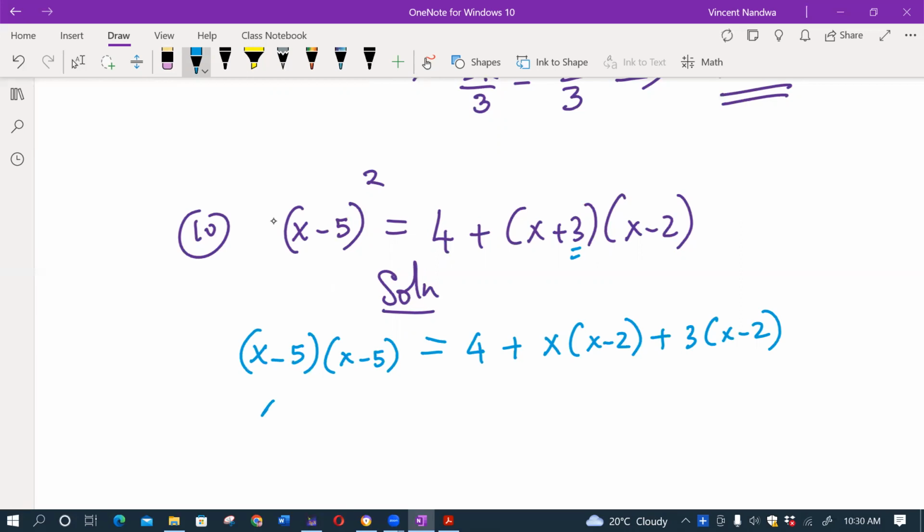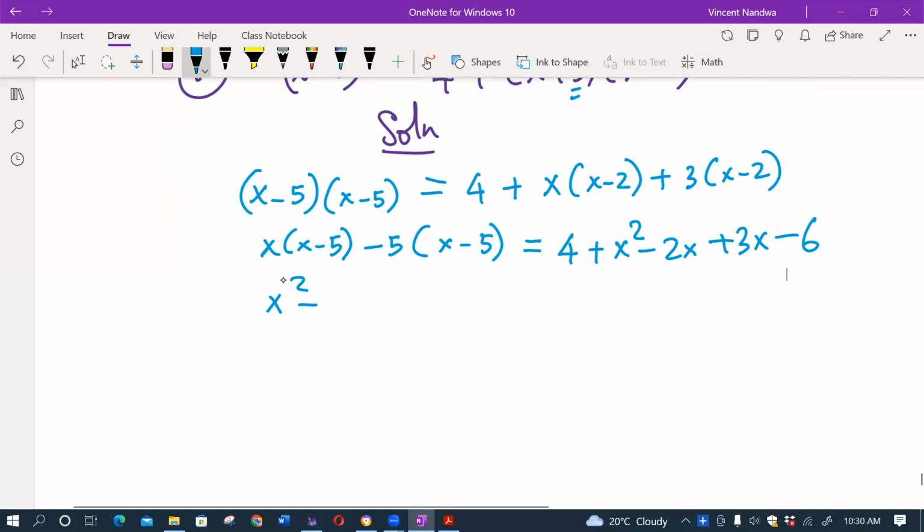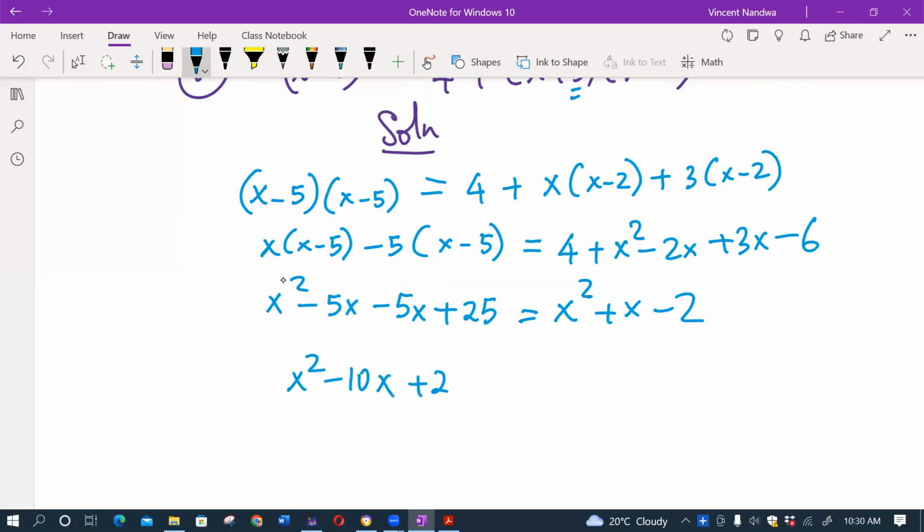So here we'll have x by x minus 5, minus 5 by x minus 5 equals 4 plus x times x is x squared, x by minus 2 is minus 2x, 3 by x is 3x, 3 by minus 2 is minus 6. So we have x squared minus 5x minus 5x, minus minus is plus, so 25. On the right, x squared, and minus 2x plus 3x is x. 4 minus 6 is minus 2. And then you'll have x squared minus 10x plus 25 equals x squared plus x minus 2.